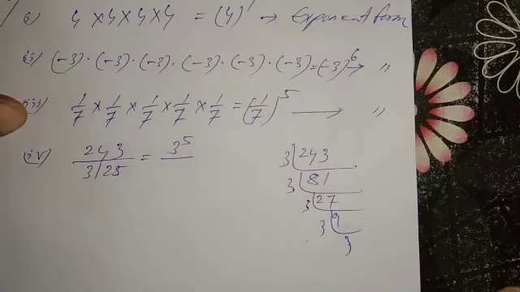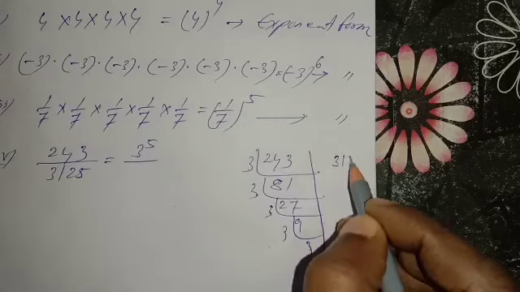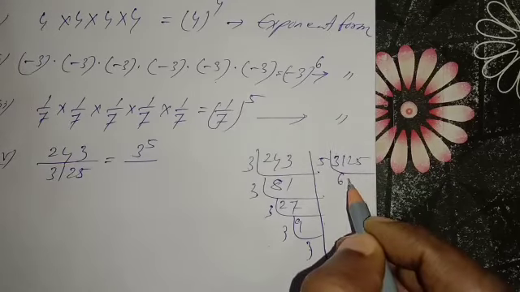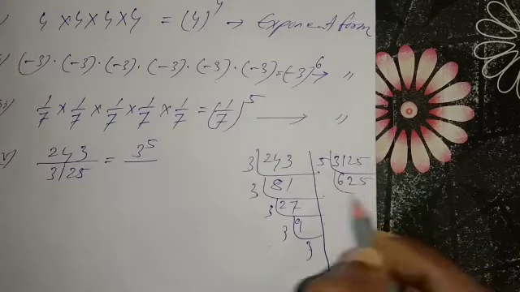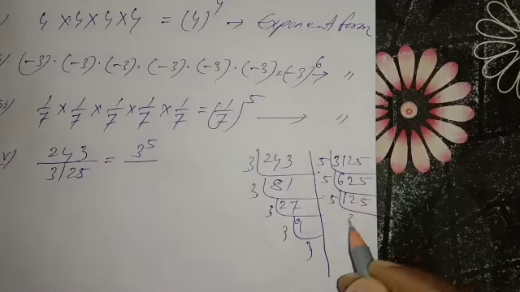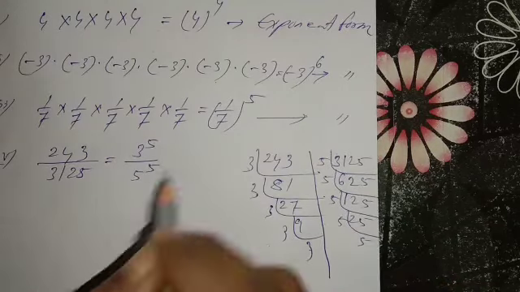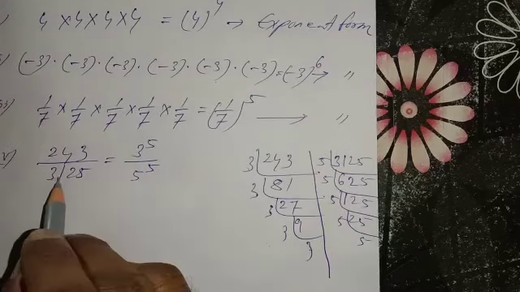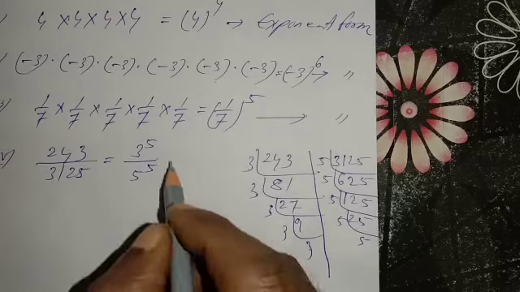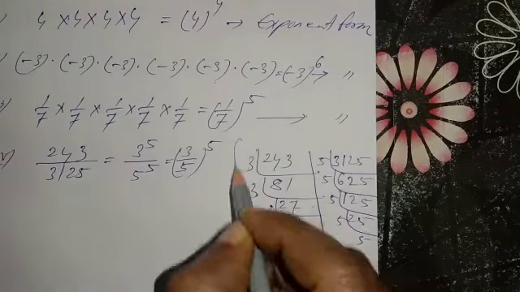Again 3125. Same process you have to break. 3125 will go by 5, no doubt. 5, 5 6 is 30, 5 2 is 10, 5 5 25. Again it will go by 5, 125. Again it will go by 5, 25. Again 5 5 is 25. How many 5 are there? 5 to the power 5. 5 to the 5 is 3125. 3 to the power 5. Therefore, 3 by 5 whole to the power 5. This is the rough one.